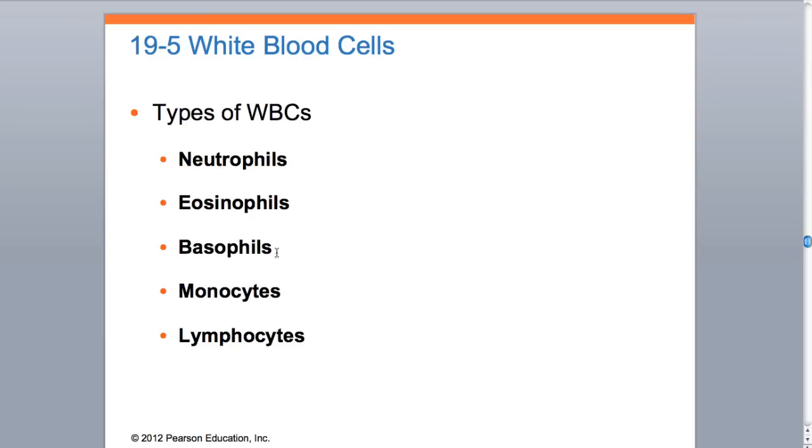Okay. Now, the ones I've just done, neutrophils, eosinophils, basophils, they're collectively called granulocytes. And when I show you the picture, you'll see why. They look like little grains in them, so they're called granulocytes. The last two down here, monocytes and lymphocytes, are agranulocytes because you do not see those little dots in them.